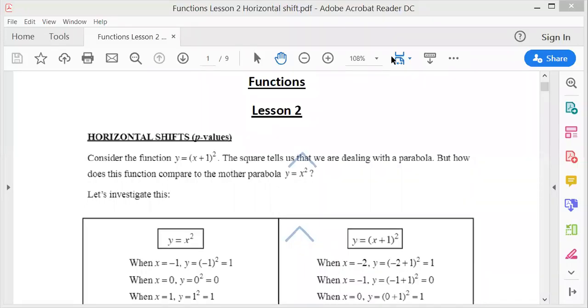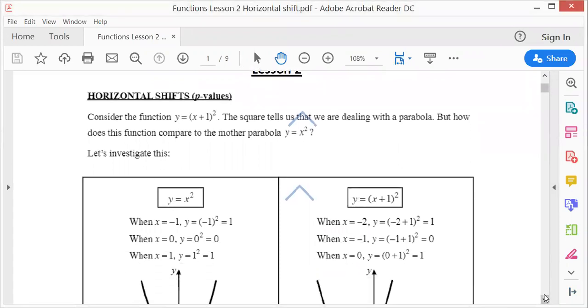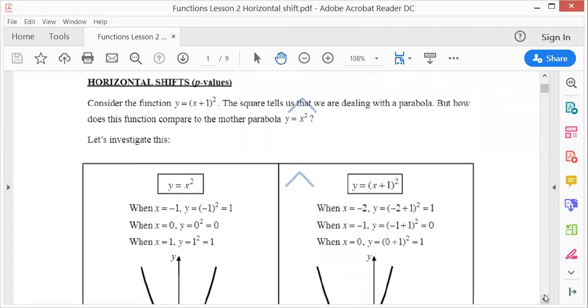Right, hello grade 11s. This is functions lesson 2. I'm going to do this lesson over 2 videos because it's a bit long. So the first video is on the parabola and we're going to look at the horizontal shift of p. Now by horizontal shift we mean it moves from left to right. Vertical is up and down, horizontal is left and right.